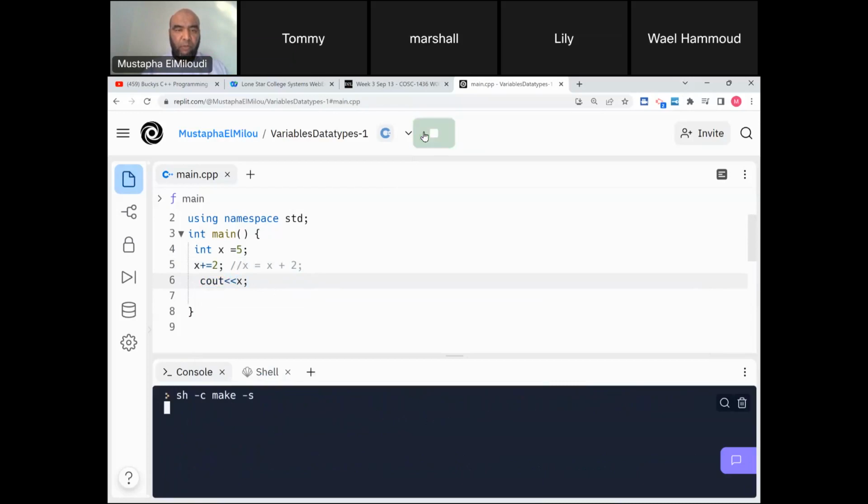Okay, so let me run the program and see if this is going to give us 7. See, 7. So it's like an empty bag, okay? And then I put 5 apples. Okay, now the total is 5 apples.